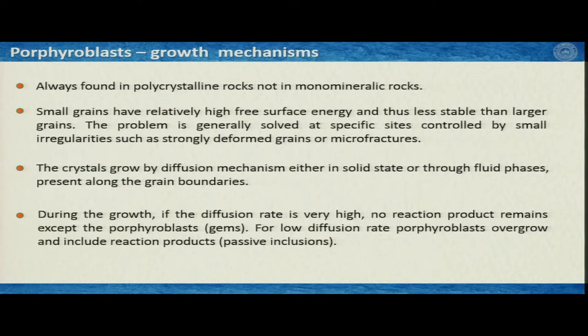So, how do they grow? Porphyroblasts. This problem is generally solved at specific sites controlled by small irregularities such as strongly deformed grains or microfractures. These are the sites where it controls the free surface energy and so on, and therefore, grains can grow bigger and bigger.